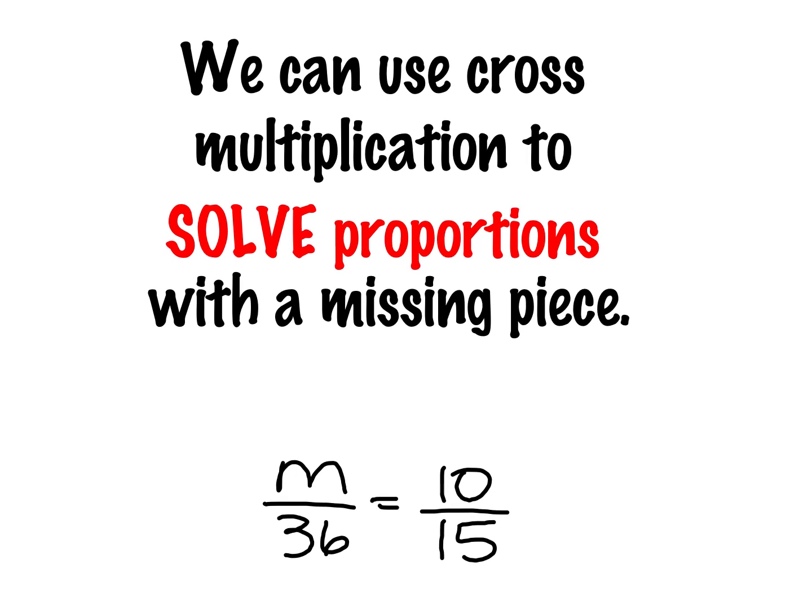So most of the time with proportions, you're not going to be checking to see if they're equivalent. You're basically going to be looking for a missing piece. So for example, here I have m over 36, or m to 36, equals 10 to 15. So I'm basically asking, a 10 to 15 ratio is equivalent to a what to 36? And I'm using that letter M.